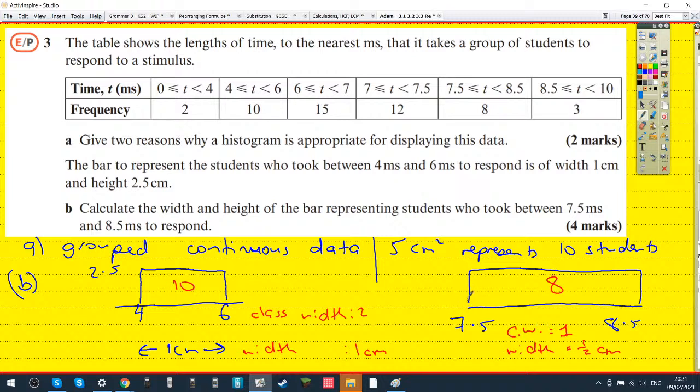We need the height. So you do half times 8. No. How do you get the height of... Oh wait, you need the height.